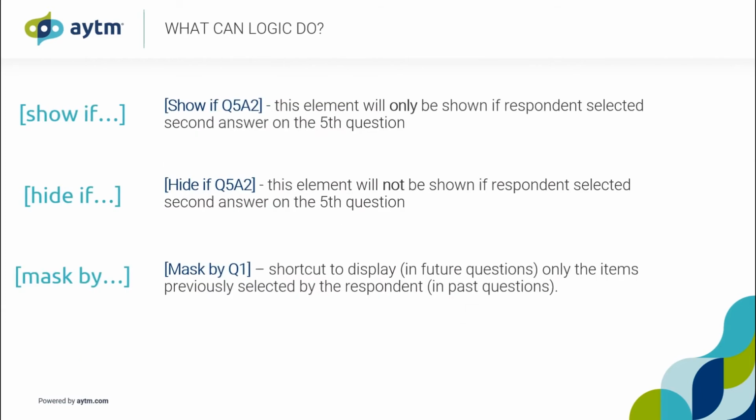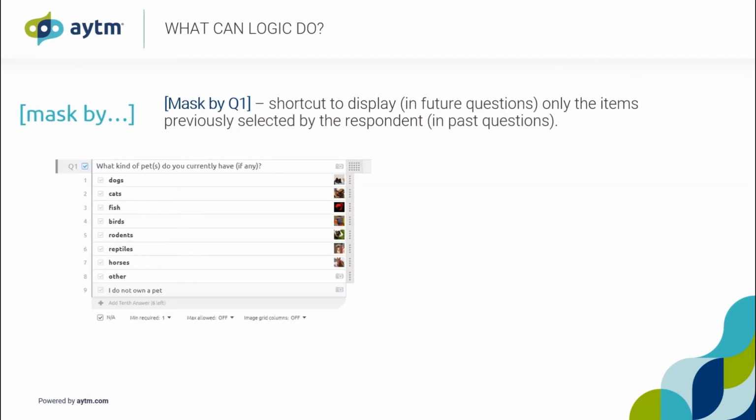Next up, show, hide, and mask are other very handy ways to choreograph your survey flow. Both show and hide are variations on skip logic. They allow you to control when respondents do or don't see a particular question or answer option. Our mask by command is a little more complex, but I'll show you what it does. Here we ask the respondent which of these kind of pets they have. They can choose multiple answers because it's a checkbox question.